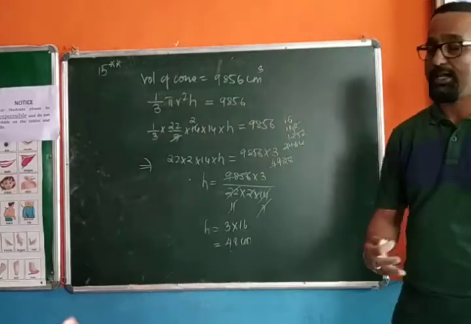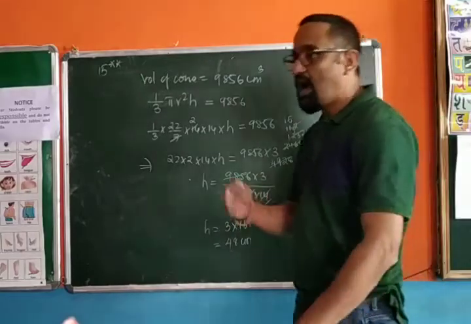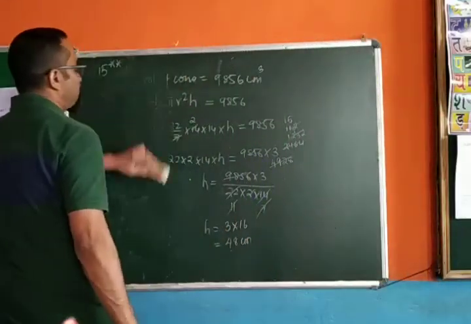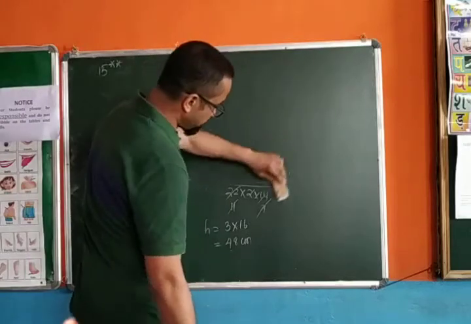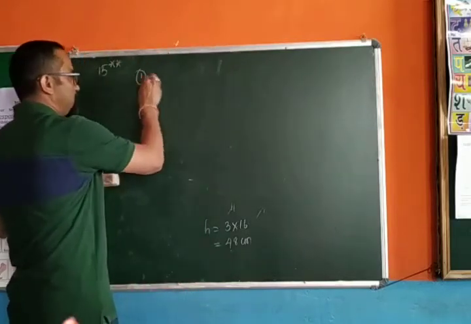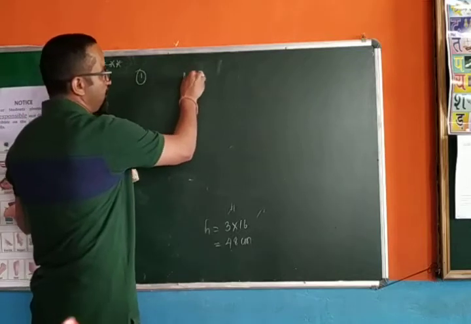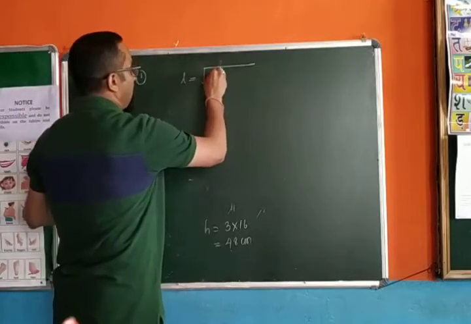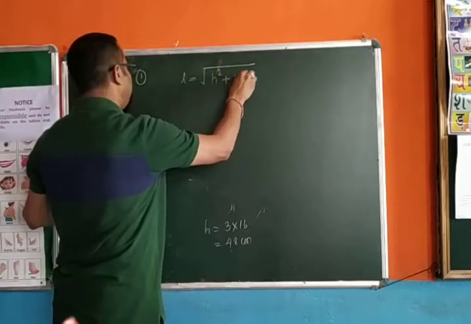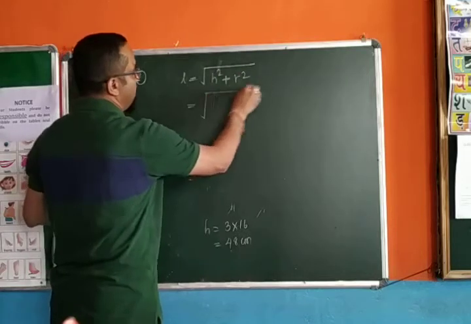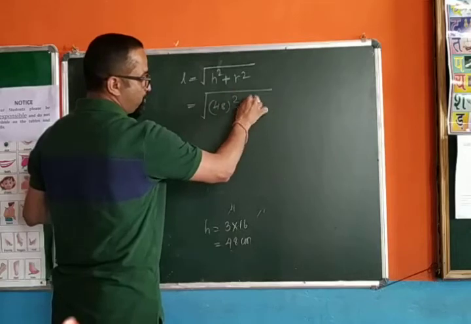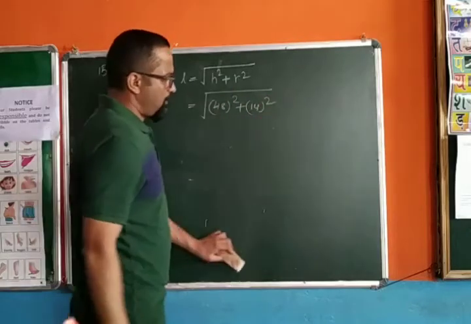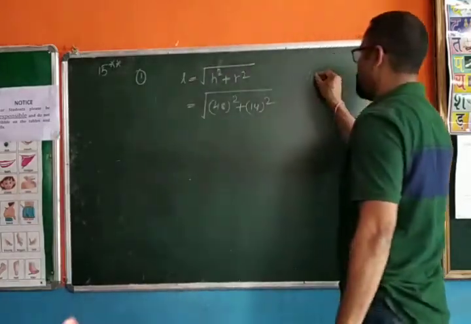You know both radius and height. Now proceed with calculation of slant height. First part, slant height L equal to root h squared plus r squared. Height is 48 whole squared, 14 squared. Multiply 48 twice.